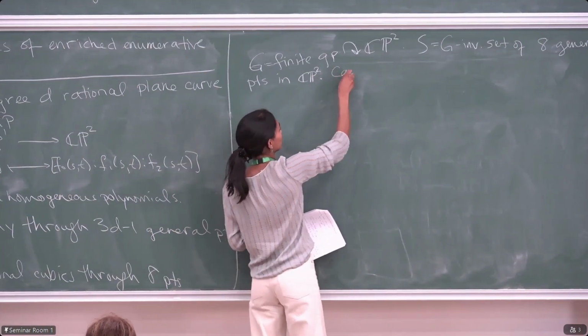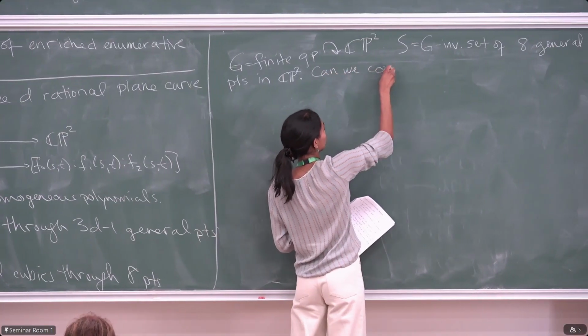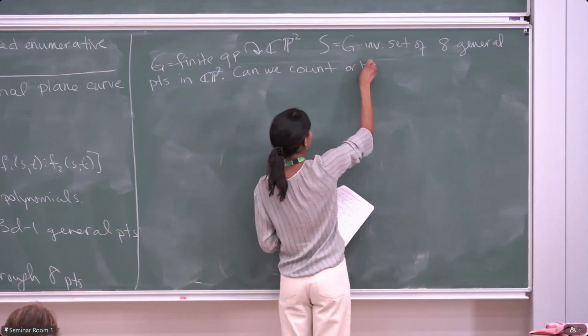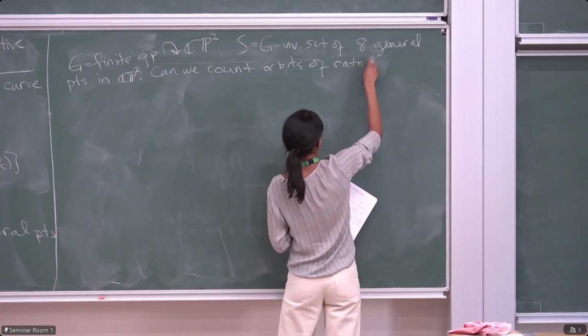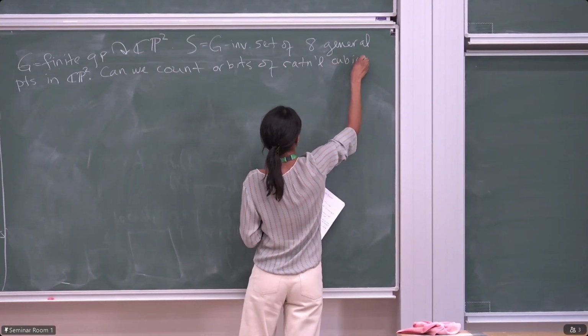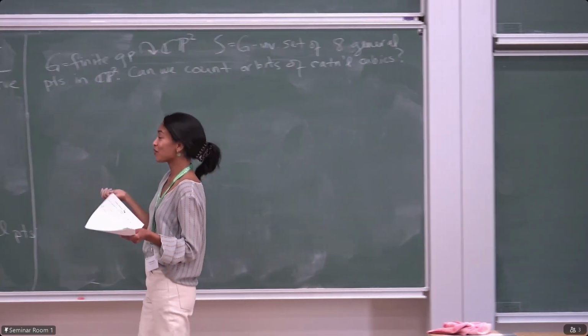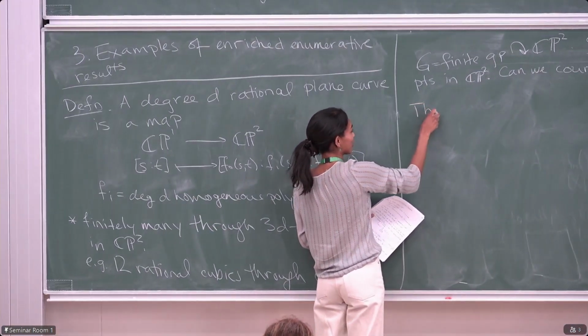Can we count orbits of rational cubics? And again, I would not be asking you this question unless I could answer it.